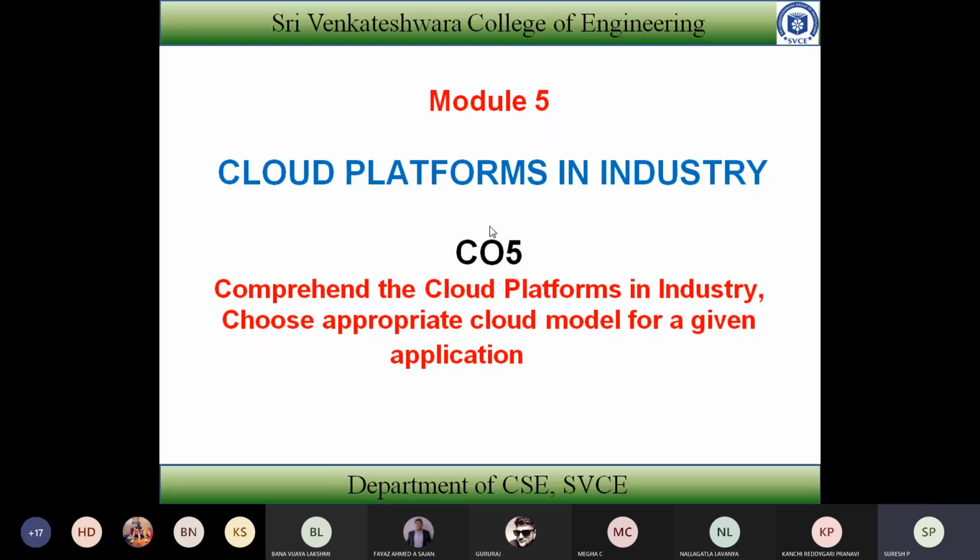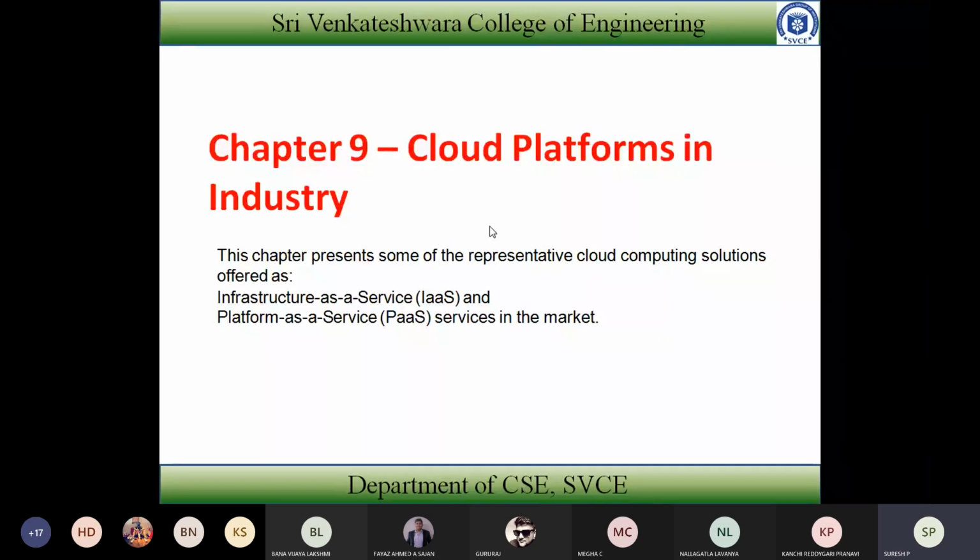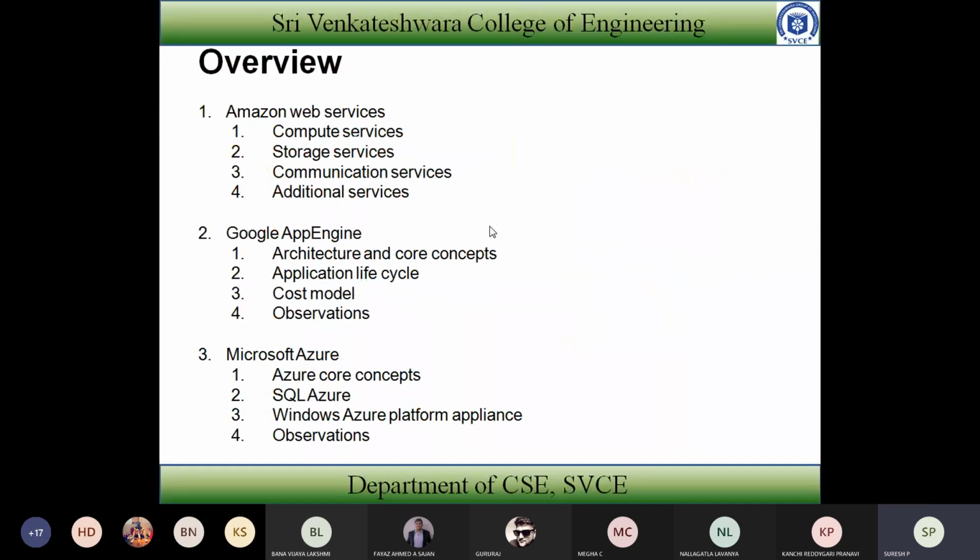According to the chapter, chapter 9 is going to discuss mainly infrastructure as a service and platform as a service which are available in the market. Next comes the overview of how this chapter is organized. First, we are going to discuss the Amazon Web Services.